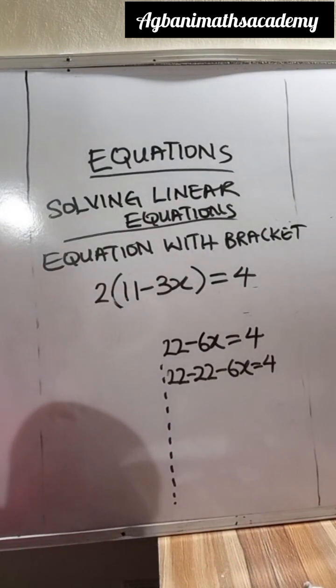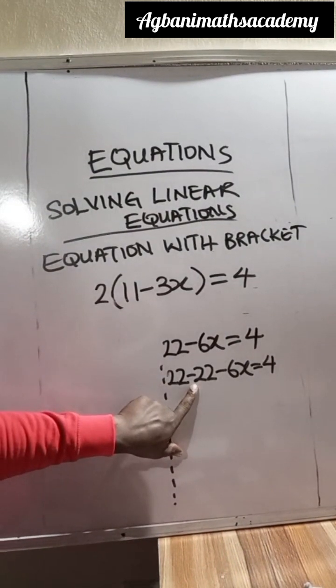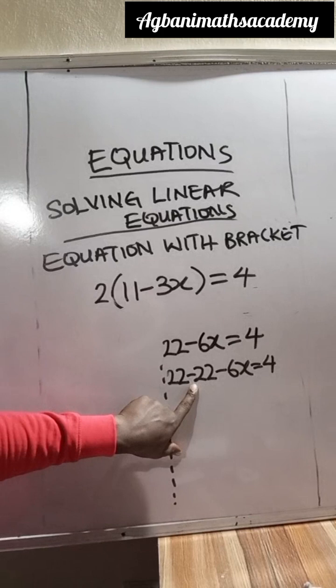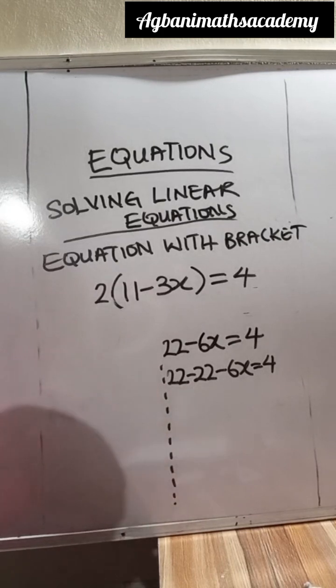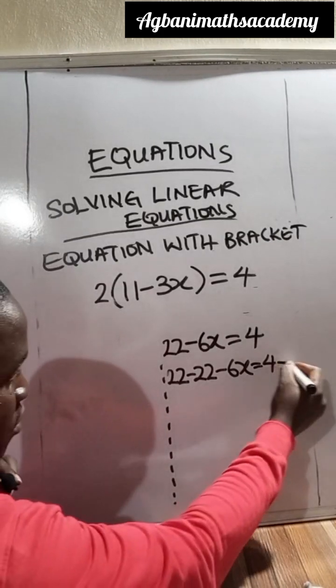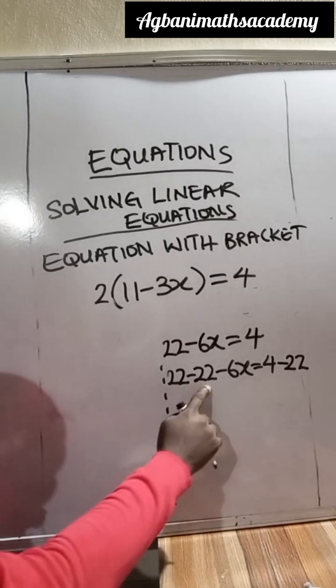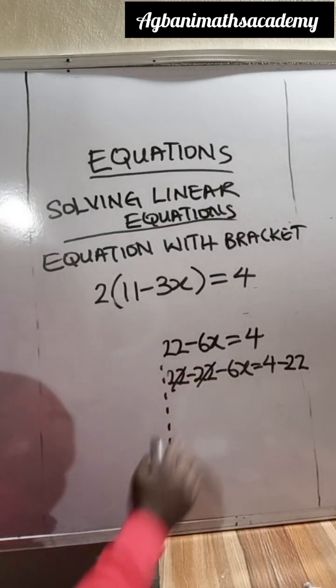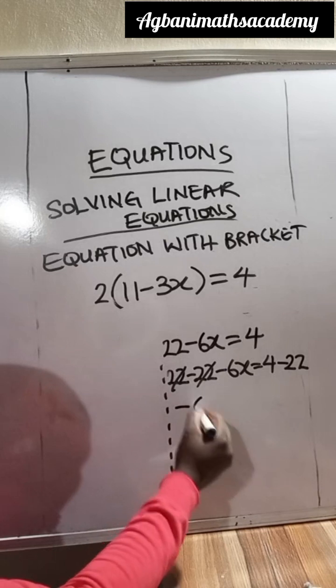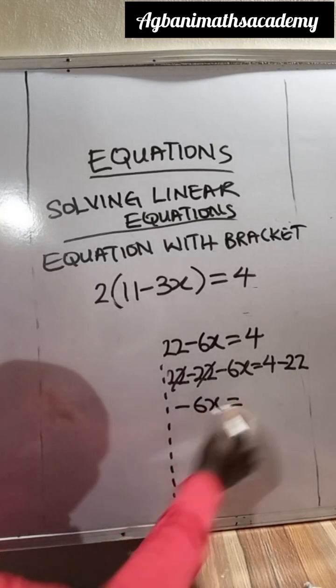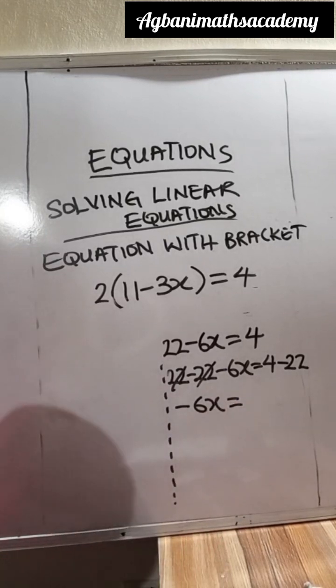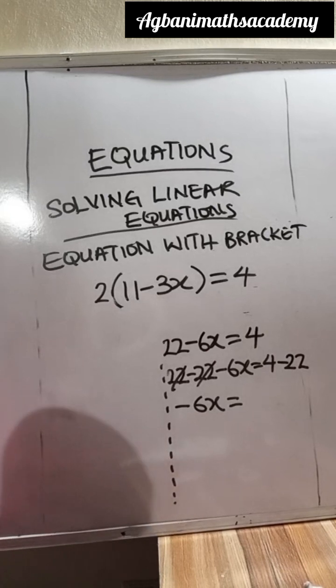But now that's not the end. We didn't have minus 22 before. So since we brought in minus 22 to the left side, we also have to introduce minus 22 to the right side. Here, plus 22 minus 22 will cancel out. What we have is minus 6x is equal to... Can someone tell us what 4 minus 22 is?